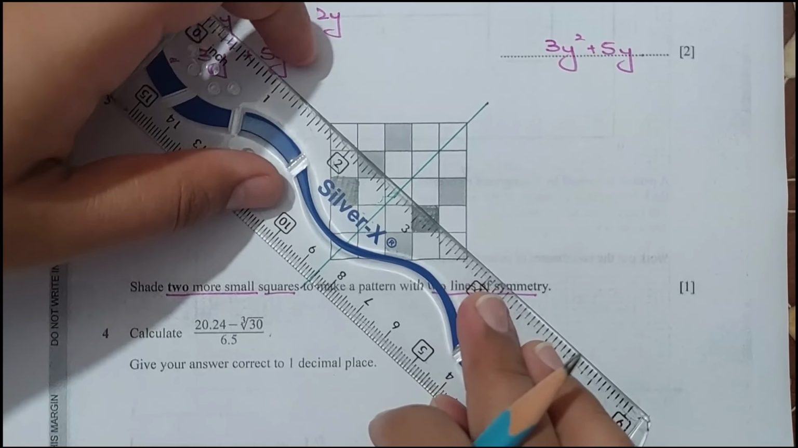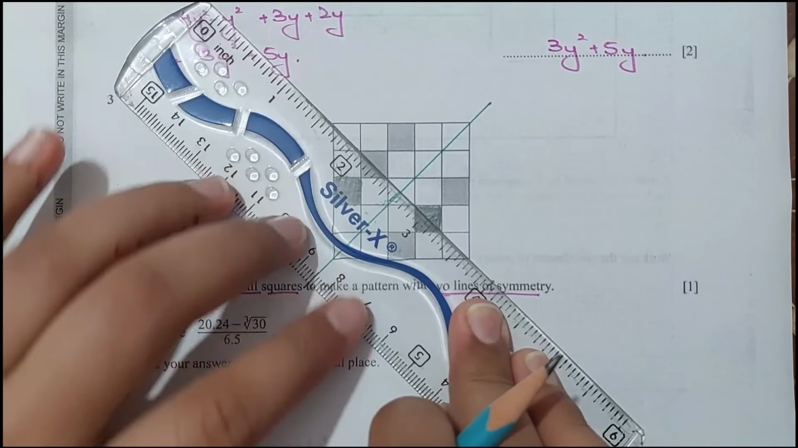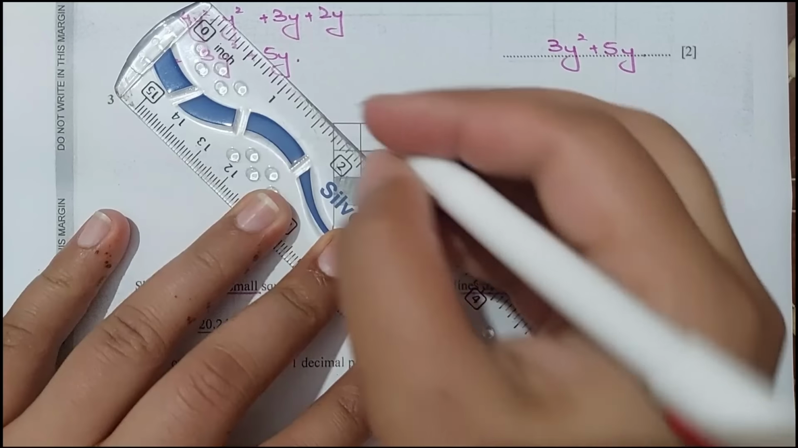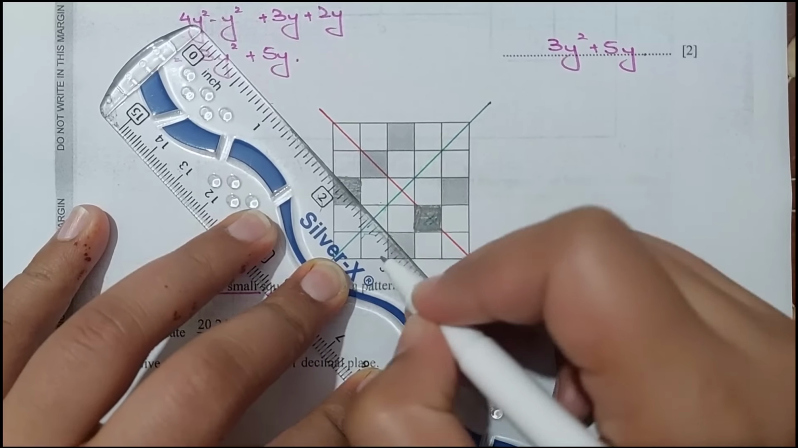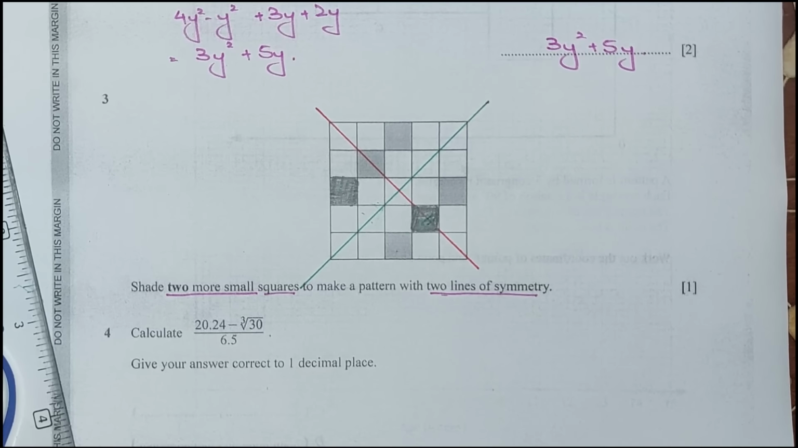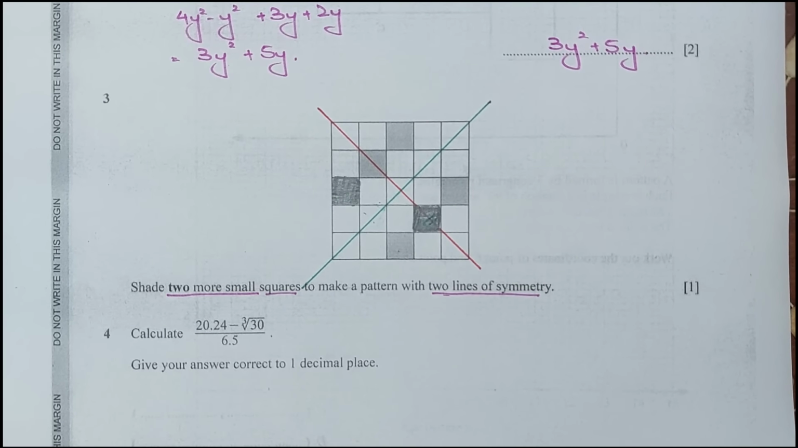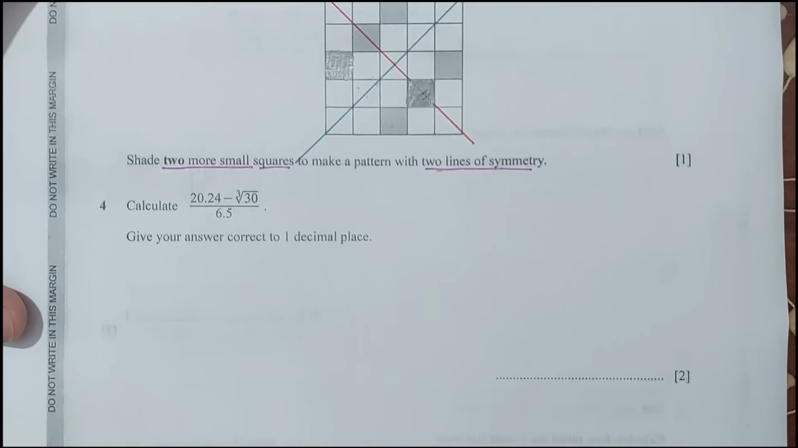If I check this as a line of symmetry, these two are symmetrical. Yes. So these are the two other squares which make a pattern with 2 lines of symmetry. This is the first line of symmetry and the other one.